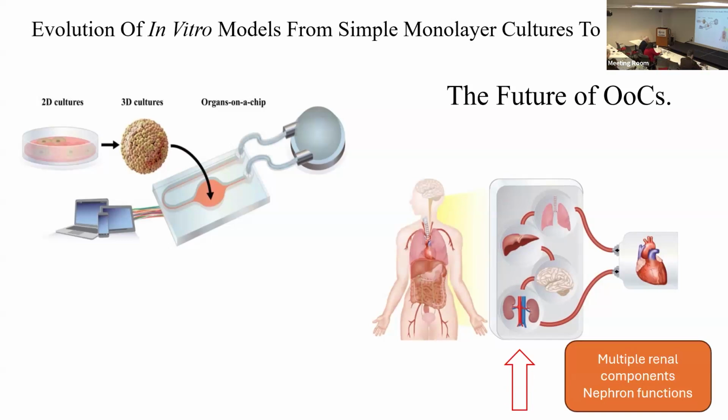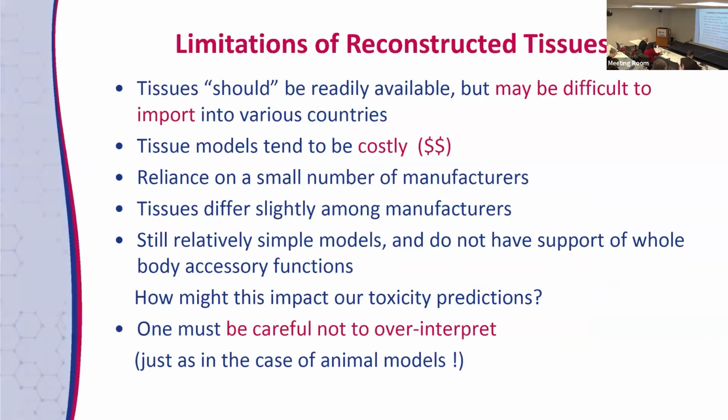So that's the one that's going to be the tough one, but it'll come with time. There are limitations. Tissues should be readily available, but guess what? We have tariffs now. And it may be hard to get those tissues into the country. So that may be a problem because a lot of these tissues are produced outside of the US. They tend to be pretty expensive.